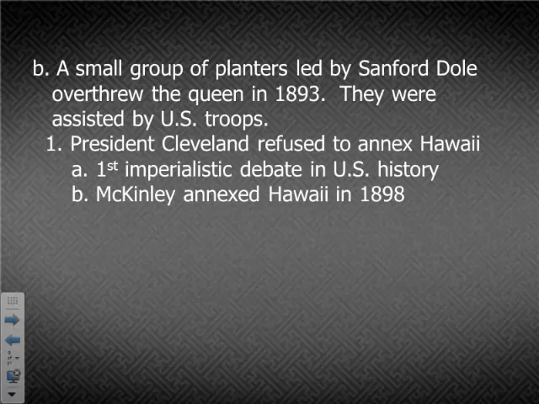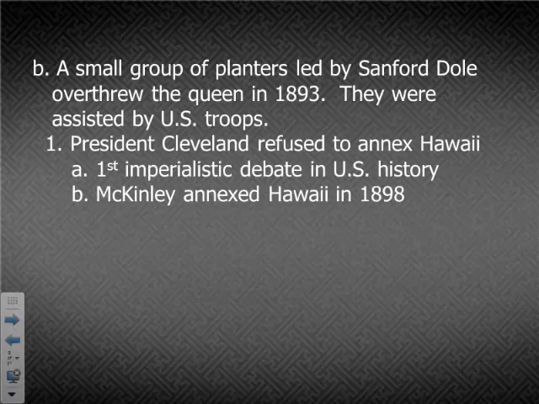And so he sent some people over to investigate what had happened, and he refused to annex Hawaii. He said what had happened was unjust. They had no legal justification for overthrowing the Queen, and the United States would not annex Hawaii. Well, eventually, McKinley took over.